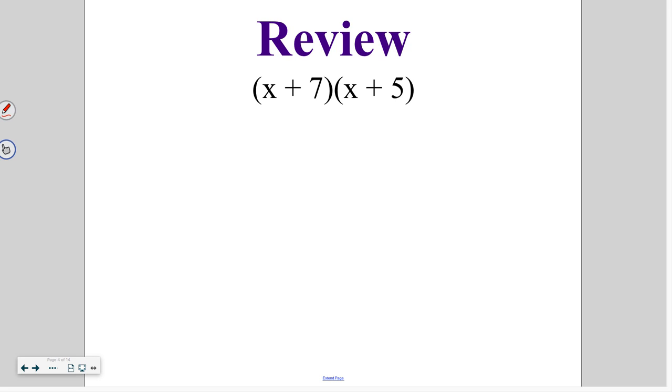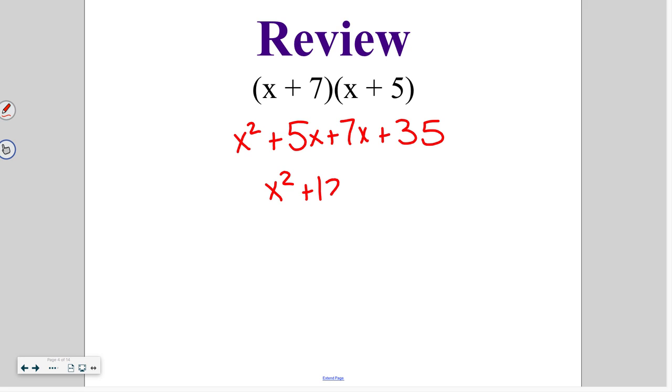Quick review here from last chapter. Remember, when you had two binomials, you had a couple of options here. You could use FOIL, so x times x, which gives us x squared. And then outside is 5 times x, which gives us 5x. Inside, 7 times x gives us 7x. And last gives us 7 times 5, which is 35. Combining that together, I get x squared plus 12x plus 35.